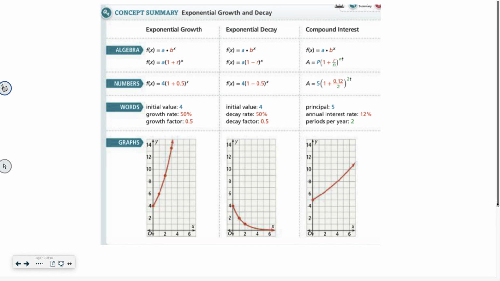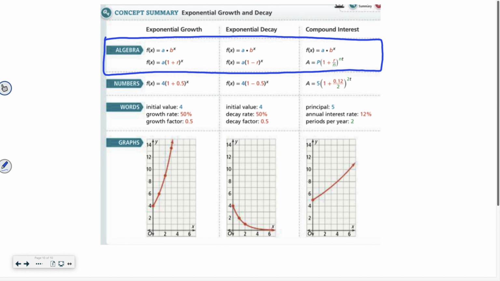Okay, and then here I have our concept summary. You need to make sure you start studying and memorizing all of these different formulas, okay? I will not be able to answer questions on what any of those variables mean, how to set any of those up, how to solve those. That's what I will be testing you on. That's why you want to make sure you start practicing and memorizing these now, so that you're asking questions now while I can answer them, okay?